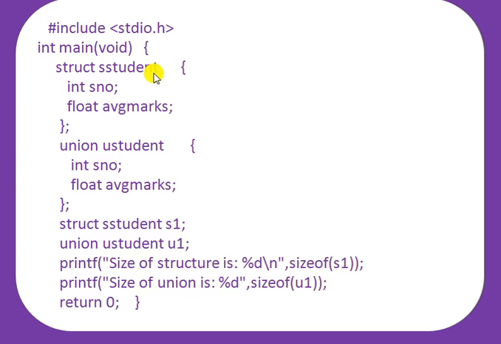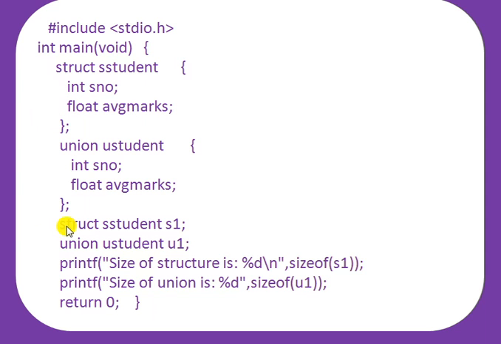So here S student is a structure. It consists of SNO and AVG marks. But directly you cannot access SNO and AVG marks. You have to create one variable for S student. Using that variable you can access these two members.